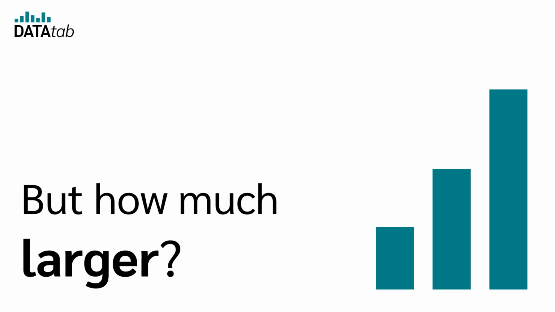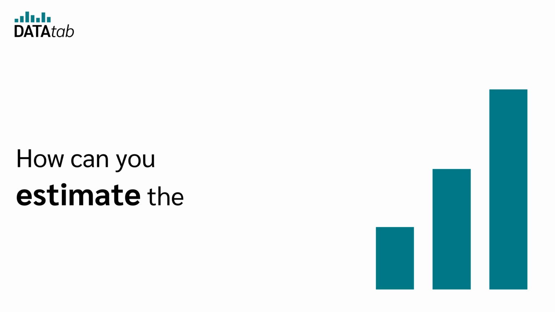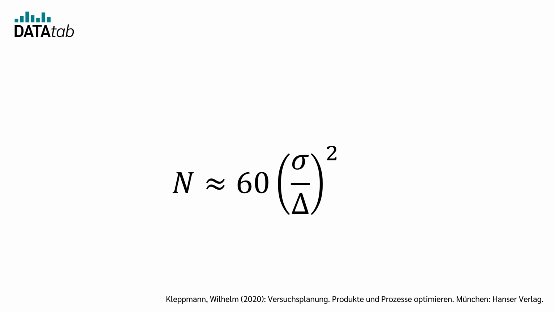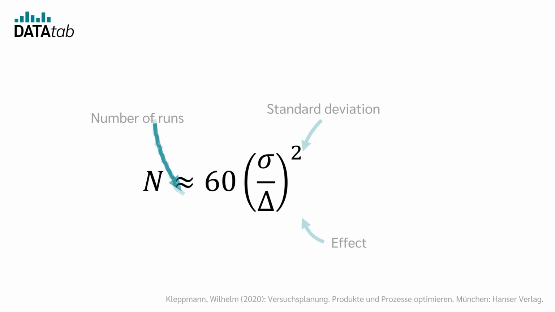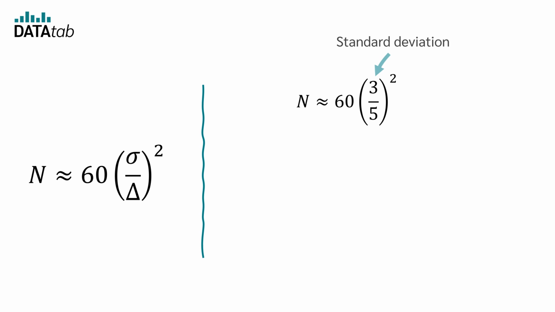But how much larger? How can you estimate the number of runs needed? You can use this formula as an approximation. Here n is the number of runs, sigma is the standard deviation, and delta is the effect to be determined. For example, if we have a standard deviation of 3 Nm and a difference of 5 Nm is relevant for us, then we need 22 runs.